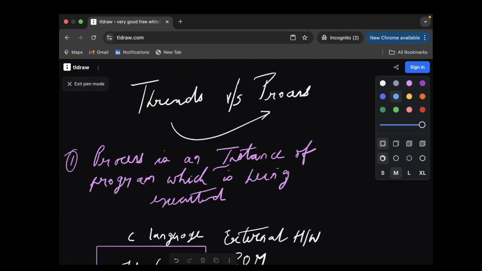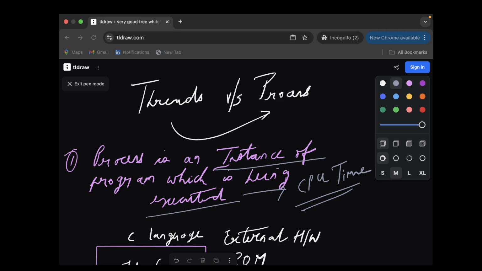Hence, if you see the definition, a process is an instance of a program which is currently being executed. It is an instance of a program currently under execution, meaning it has CPU time, right? Whichever is ready to get the CPU time, depending upon the scheduling algorithm or the priority of the program, the scheduler will work, and based on that, the scheduler is going to schedule and execute the program.